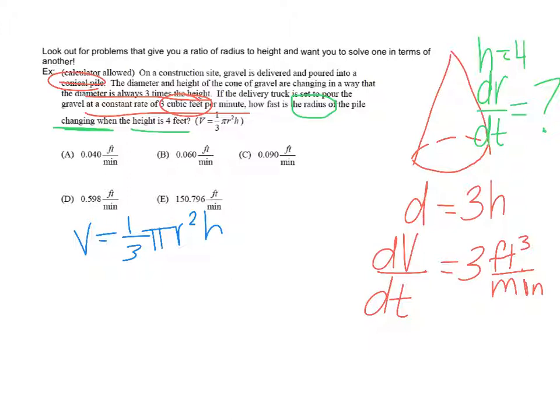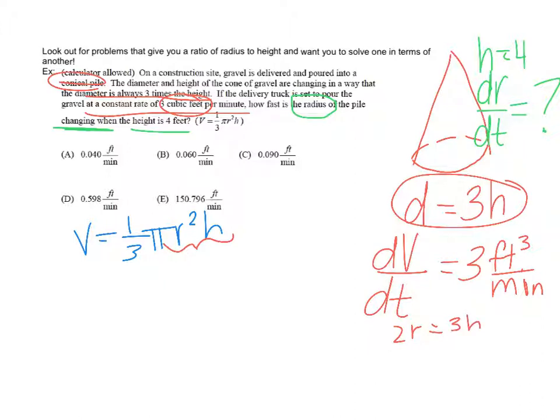So if I differentiate this, notice that the r and the h, that's going to be a product rule first of all, but it's also going to be a problem because I know I'm looking for dr/dt, but I don't know anything about dh/dt. So that's where this d equals 3h comes in. First of all, there's no diameter in this formula, so let's change that to 2 times the radius is equal to 3 times the height.